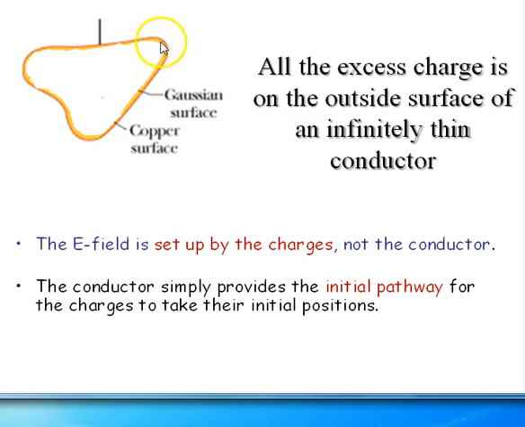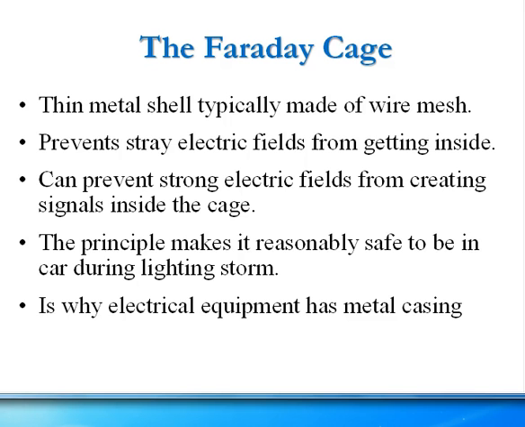This concept here, this very thin shell of charge, could even be a mesh of conductor, or a mesh of some type of copper material, let's say, which is a type of conductor. This is the concept of a Faraday cage, which is a thin metal shell, typically made of a mesh instead of a solid conductive material, and it prevents stray electric fields from getting inside. It can prevent strong electric fields from creating signals inside the cage, so that's why it's used as metal casing around our computers or electronic devices.